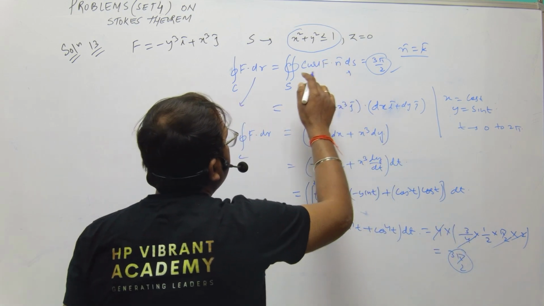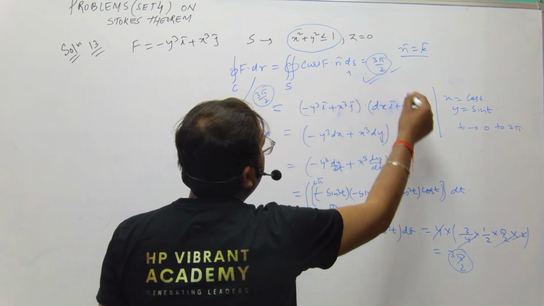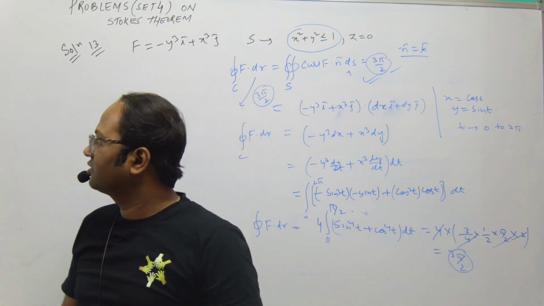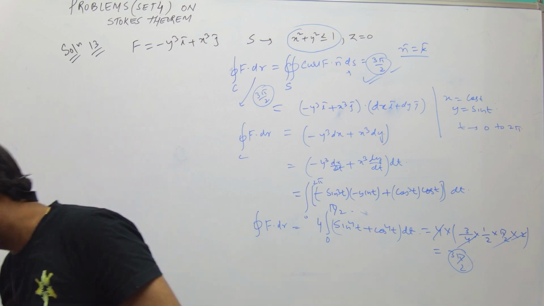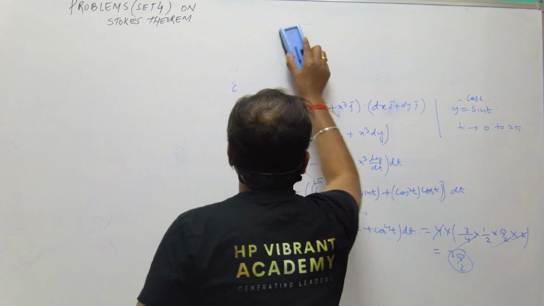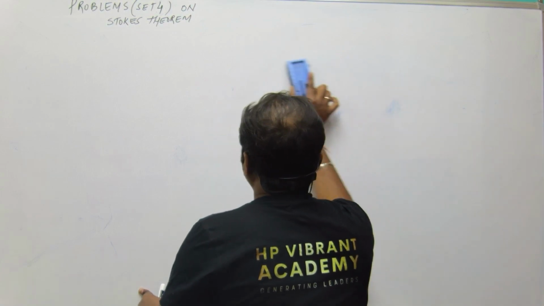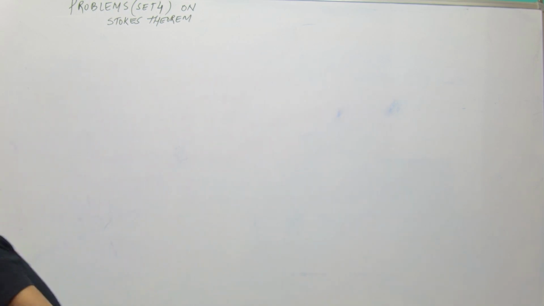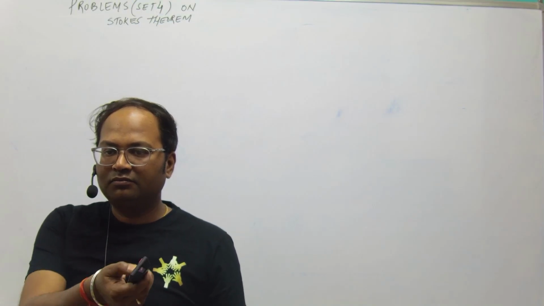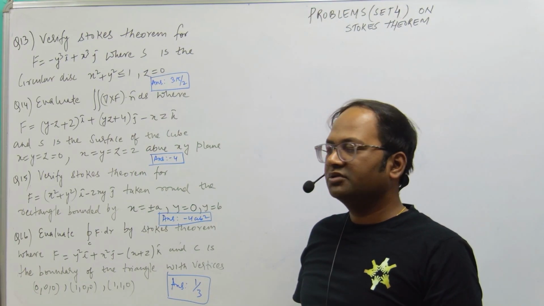Okay, so the value of the line integral is 3 pi by 2, and the value of the surface integral is 3 pi by 2. So this way we have verified Stokes theorem. So now let us discuss question number 14.